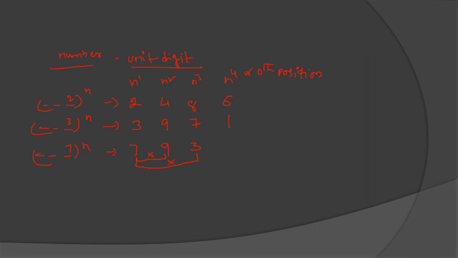7 power 4, right? 7 threes are 21, unit digit equals 1. Then the next number is 8. 8 power 1 equals 8.